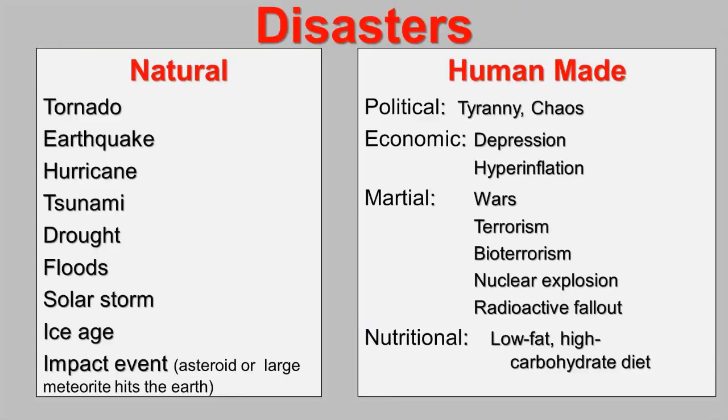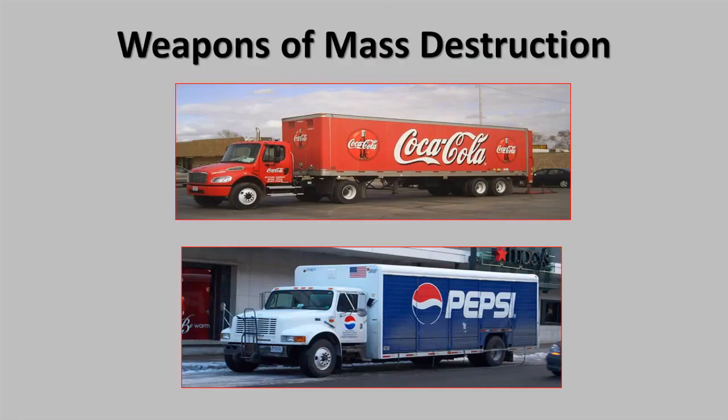Disasters that may confront us can be divided into ones that are natural and those that are human-made. Natural ones range from earthquakes to an impact event, like the one 65 million years ago when an asteroid 6 miles in diameter collided with the Earth and wiped out the dinosaurs and all life forms larger than the size of a small chicken. Human-made disasters include political, economic, and martial types, a number of which DDP has addressed. To this list must be added the nutritional disaster of a low-fat, high-carbohydrate diet. These trucks laden with soda pop serve as its weapons of mass destruction.